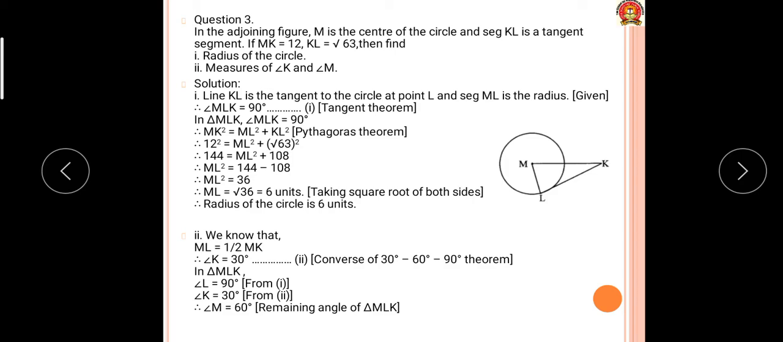Now see the third question. In the adjoining figure, M is the center of the circle and segment KL is a tangent segment. If MK is equal to 12, KL is equal to root of 63, then find the angle measurements. Very simple. MK is 12, KL is root of 63. Already it is given that KL is a tangent. By the Pythagoras theorem, what is given? And the measurement of angle K and M we have to find out. Okay, no problem.